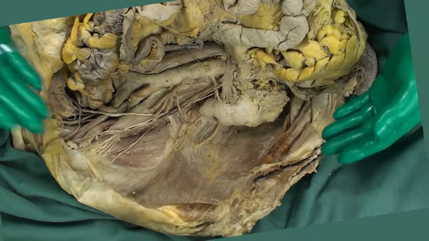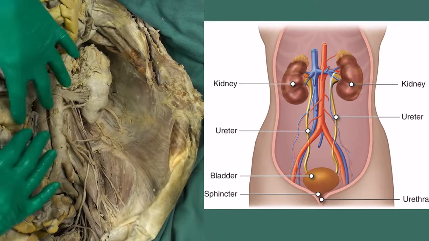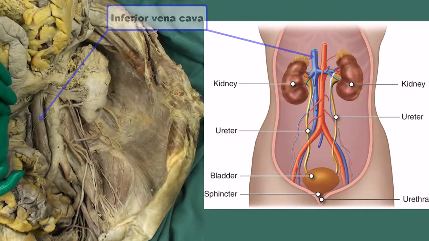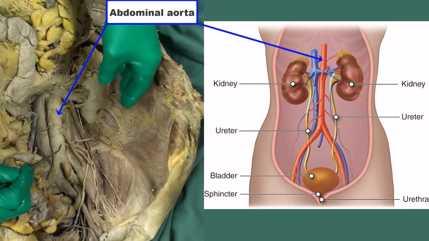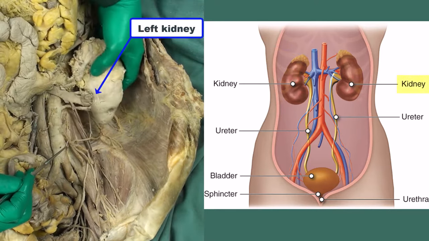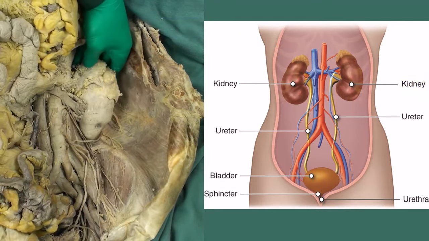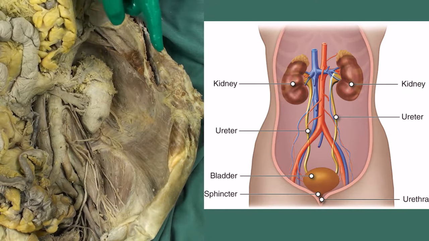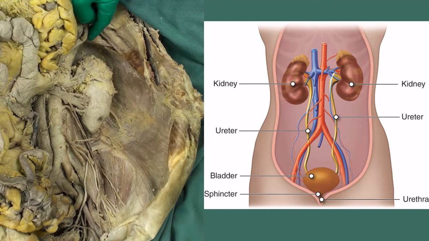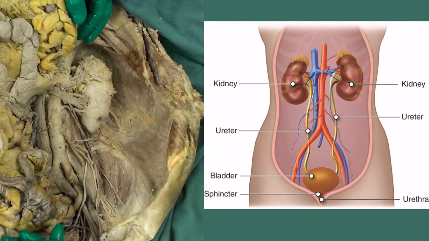So here is the view of the posterior abdominal wall while we have pushed all the intestinal loops to one side, to the right side. Here we have the inferior vena cava, the aorta, and the left kidney. The kidney is a bean-shaped organ located in the posterior abdominal wall, and it is a retroperitoneal organ. But as I mentioned, in this view, we have removed everything so you don't see the peritoneum.